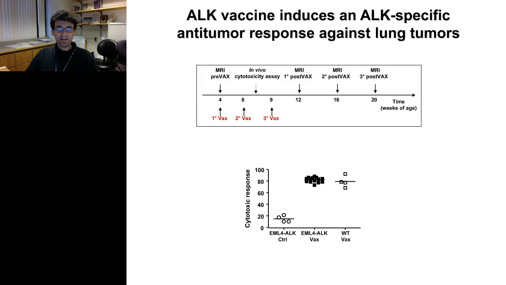And you see here that the cytotoxic activity was very strong. So here are mice vaccinated with a control plasmid. You see that there is less than 20% cytotoxic activity, probably due to a spontaneous cytotoxic activity against the ALK protein. But after vaccination, we really could boost the cytotoxic activity back to more than 80%, like in the lymphoma model.